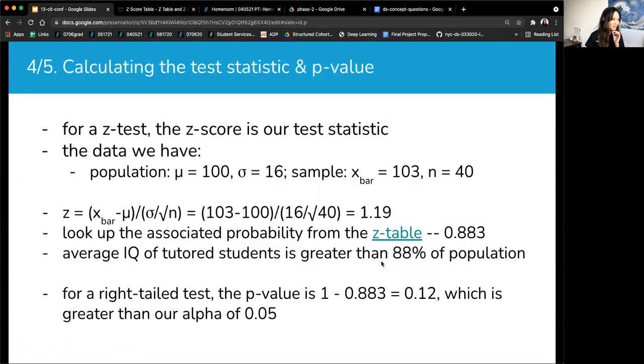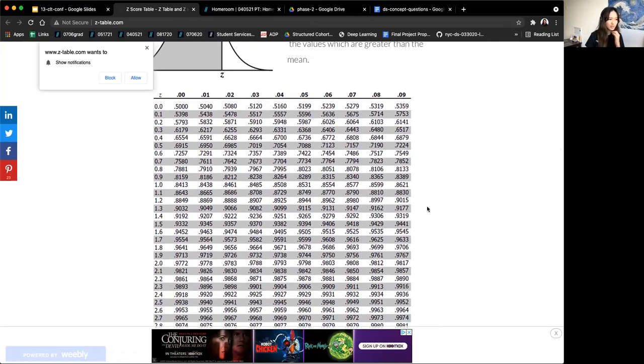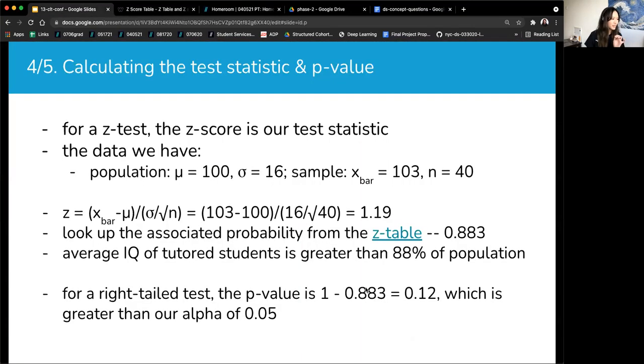So back to the slide. Based on this 1.19, we can look it up here. 1.1, and then 9 is all the way at the end here. 1.19. Our associated p-value or probability is 0.883. Cool. For a right-tailed test, oh, actually before that, 0.883 is just saying that the average IQ of the tutored students, of the 40 tutored students that we had, is greater than 88% of the population. So sure, the population average was 100. That average IQ of 103 is greater than 88% of the population, which sounds pretty promising, right?